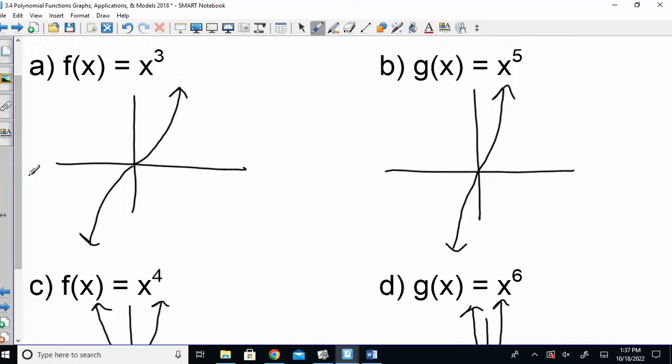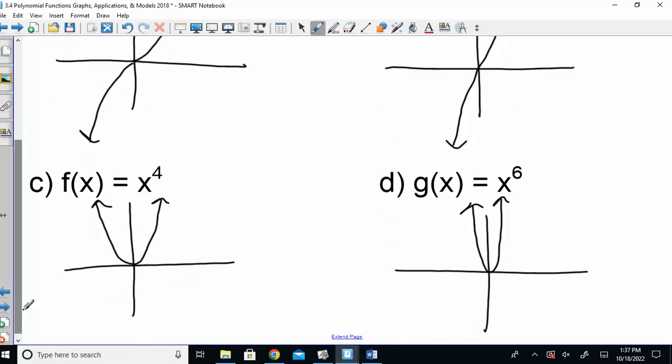When you looked at x cubed and x to the 5th, what did you notice? They pretty much look the same. What's really the only difference? Can you tell? One was a little bit skinnier than the other. The x to the 5th was a little bit more skinny.